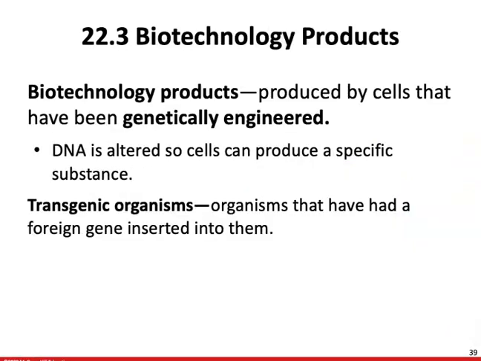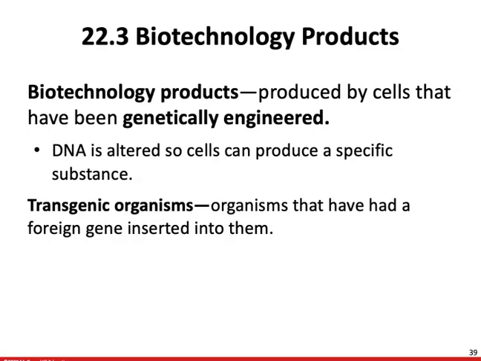The reason we care about this is because we want to create different biotechnology products. Biotechnology products are just produced by cells that have been genetically engineered. DNA is going to be altered so cells can produce a specific substance. Transgenic organisms are simply organisms that have had foreign genes inserted into them. So, for example, the bacterial cells that we have been using as an example: when we insert human DNA into them, we have created a transgenic organism.